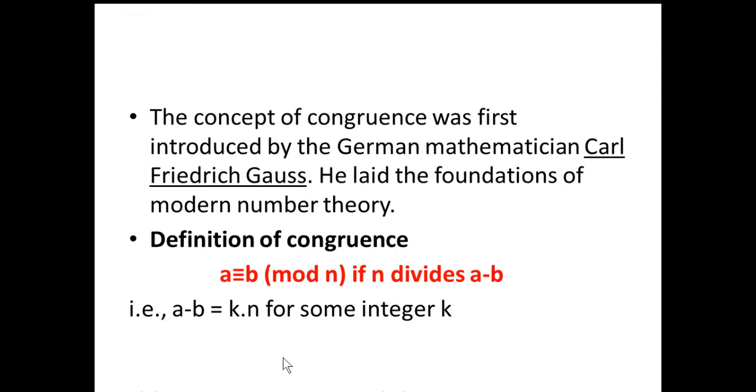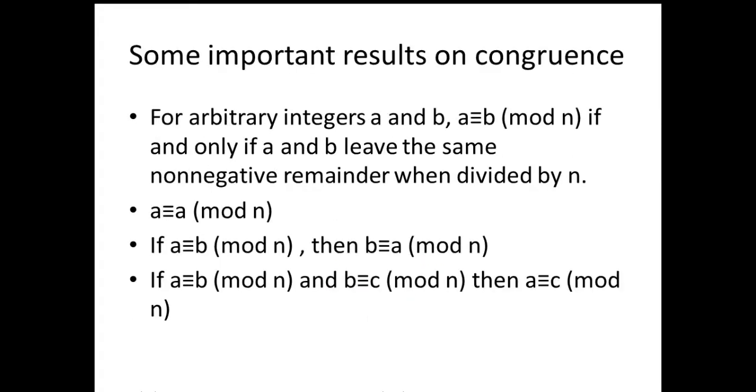And next we have congruence. As we know, the congruence concept was given by Carl Friedrich Gauss, and he laid the foundation of modern number theory. So how do we define a congruence? Two numbers a and b are said to be congruent modulo n if n divides a minus b, or you can say a minus b can be written as n times k for some k.